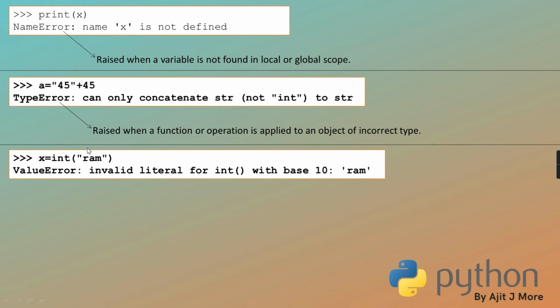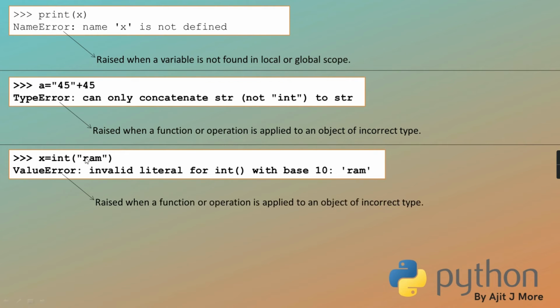String is a legal type to convert to integer. It is not like a string cannot be converted to integer. Strings can be converted to integer. That is the reason type error doesn't come. But inside that string, there has to be a valid numerical value. If the string doesn't contain a proper numerical value, it is going to generate a value error. See, invalid literal for int with base 10, RAM. It is saying RAM is not a correct base 10 number. Okay, it is not a valid base 10 number. Agreed? Okay.